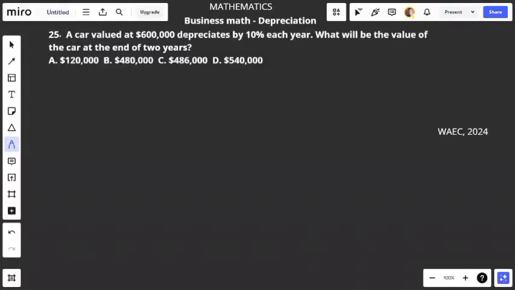On business math, depreciation. It says a car valued at $600,000 depreciates by 10% each year. What will be the value of the car at the end of 2 years? So quickly, let's solve this.